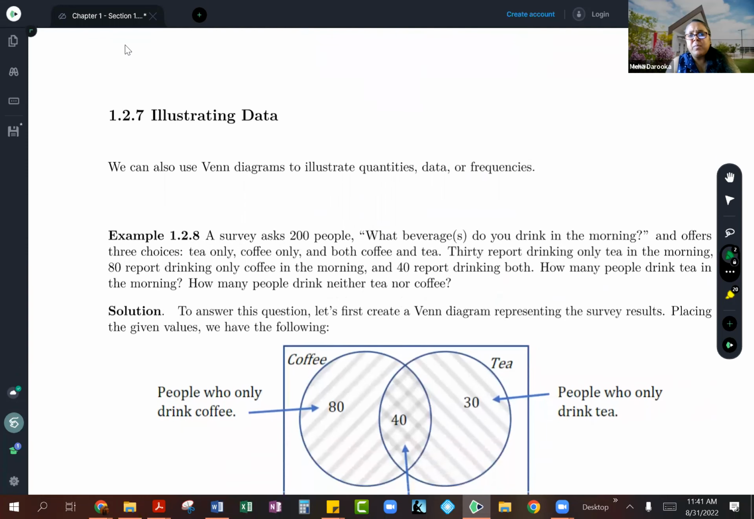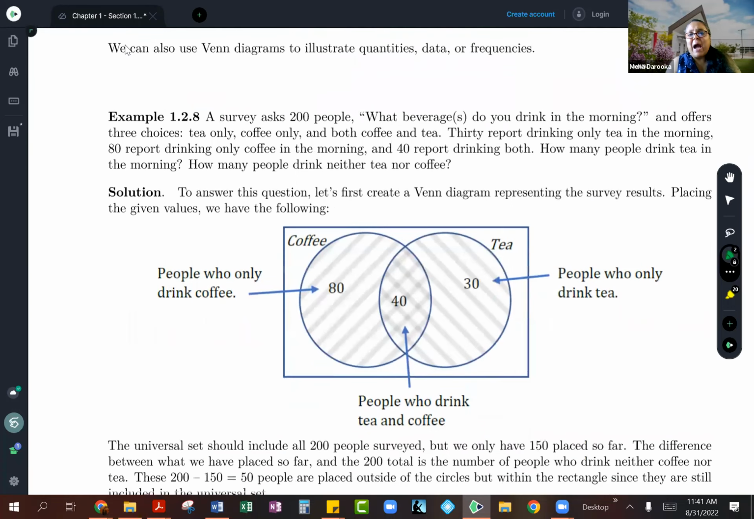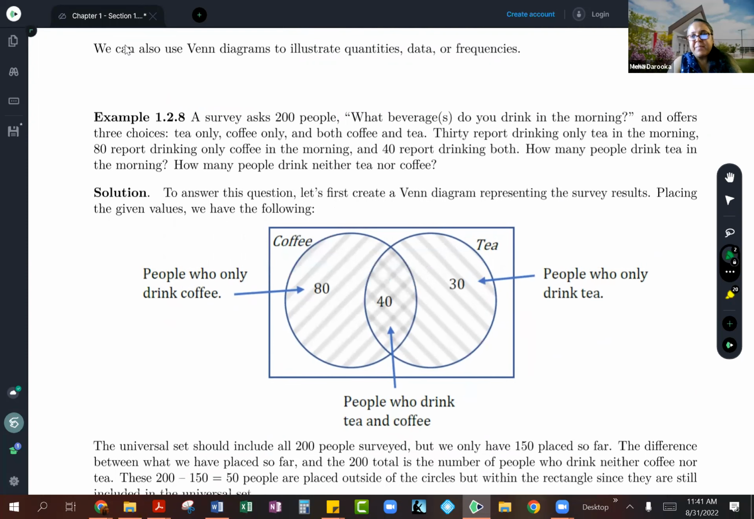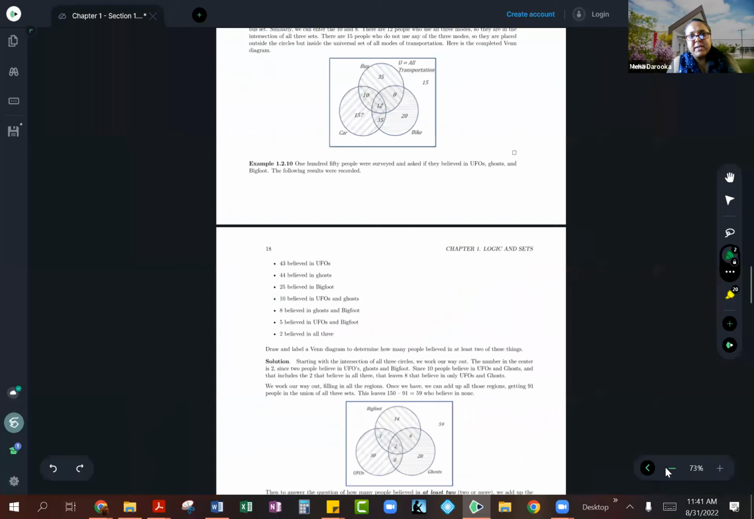So there's just a couple more examples over here where they're getting into how you can use Venn diagrams to solve some of the problems over here. So let's actually pick an example from the end of the textbook so we can actually work on one ourselves and kind of break it down.